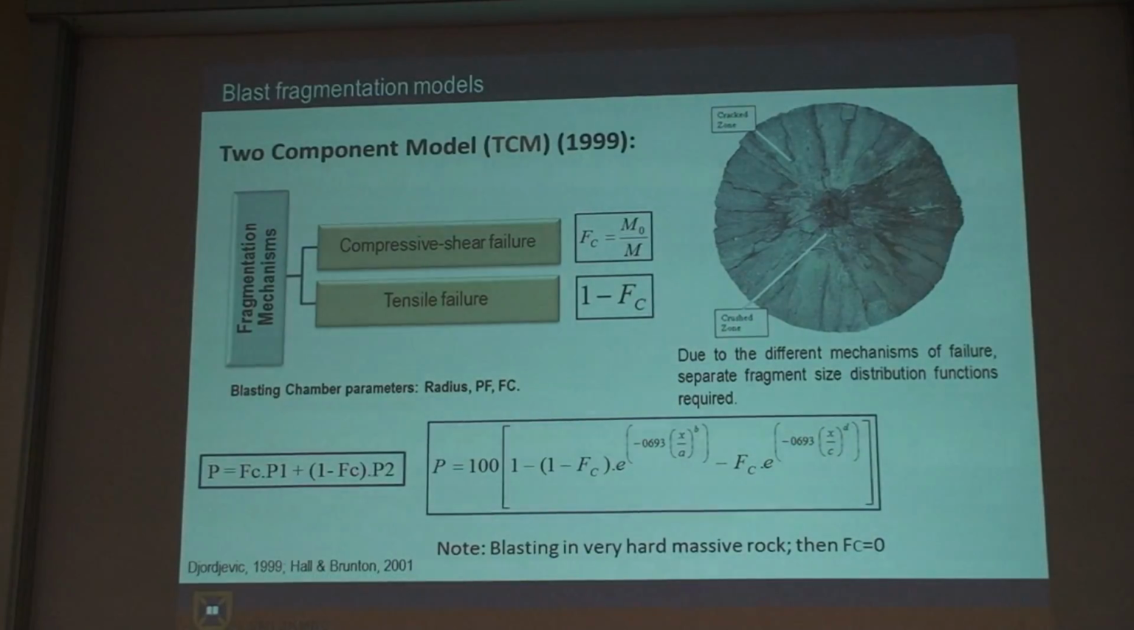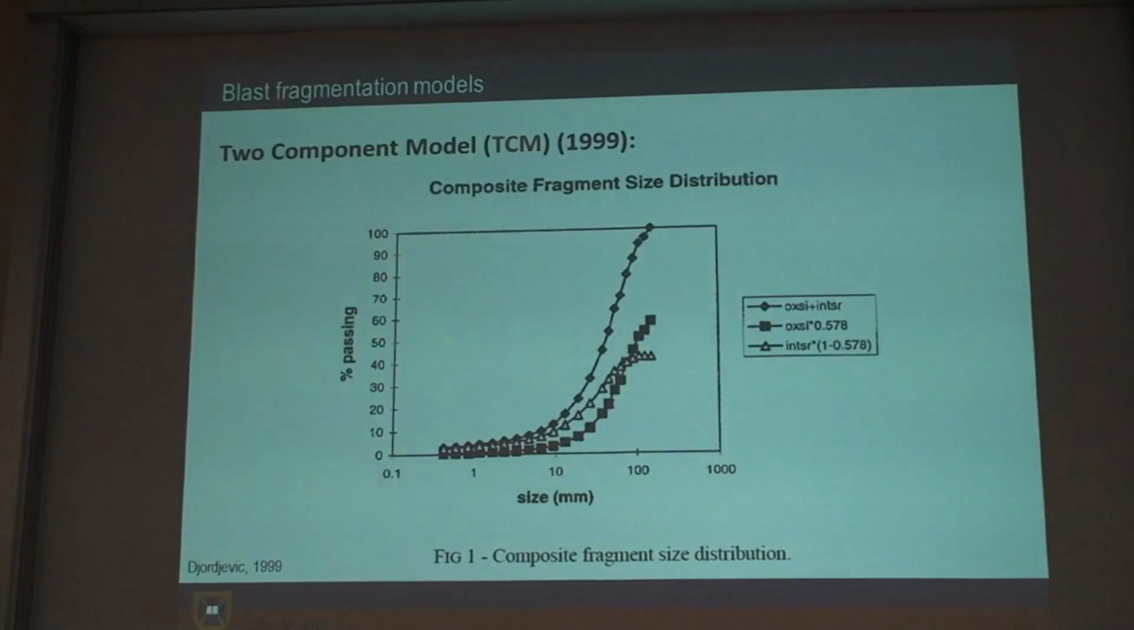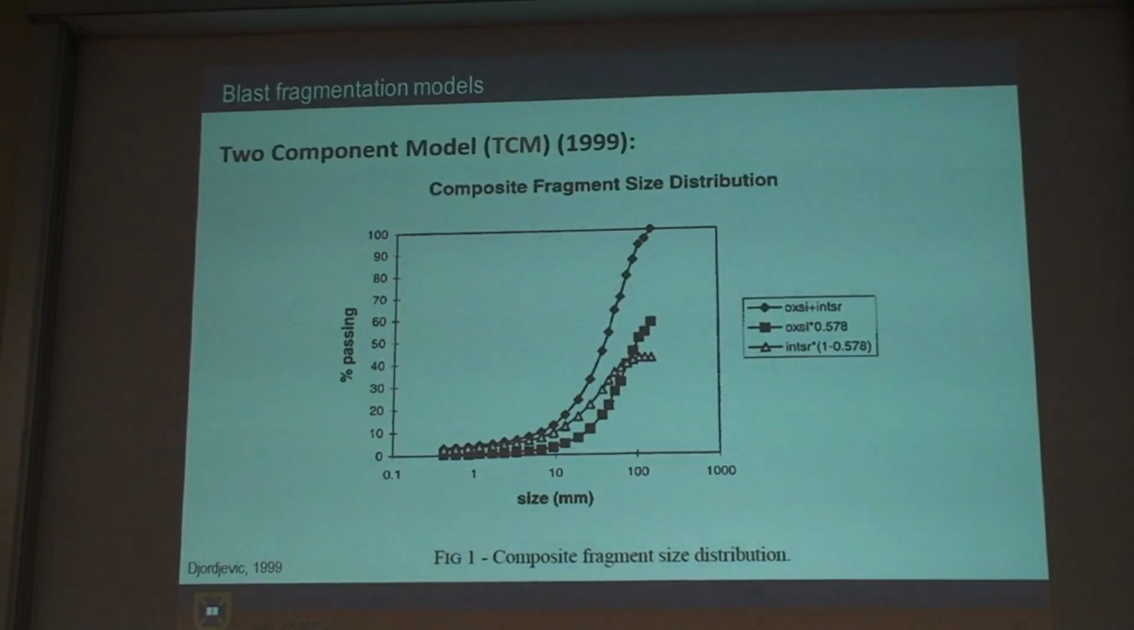Here we need some additional parameters to calculate. One is blasting chamber parameters like radius, powder factor of the chamber, and also the fraction of crushed material. And here you can see that by the summation of two parts, we can have the overall distribution curve.